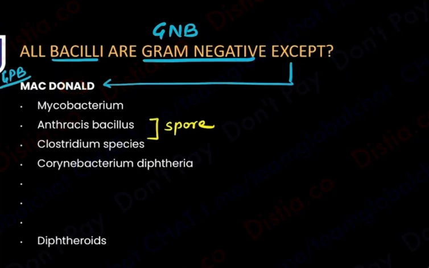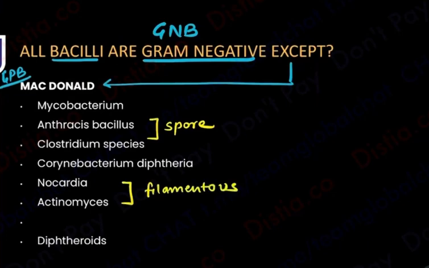What are the filamentous organisms that we have? Nocardia and actinomyces. What is common amongst them? Both of them are filamentous. And the one that is left, that is L, that is going to be listeria. So try to make groups. That is how you learn a mnemonic.